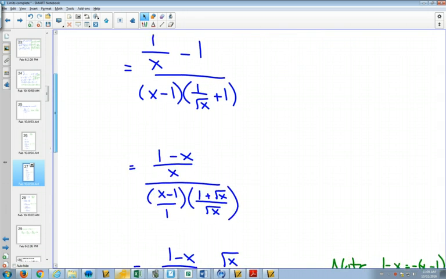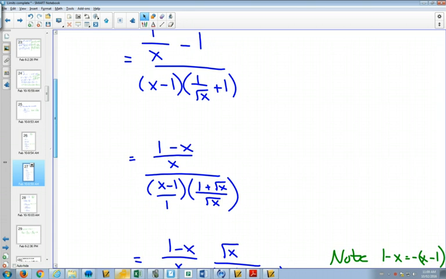So again, I get one fraction on the top. 1 is x over x. So then I can have 1 minus x over x as my fraction on the top. And on the bottom, I wanted to get a single fraction as well. So I took the second set of brackets, and this one I made root x over x to get a common denominator, giving me 1 plus root x over x. And that's going to get multiplied by the x minus 1 over 1. And so here on the bottom, I have a single fraction.